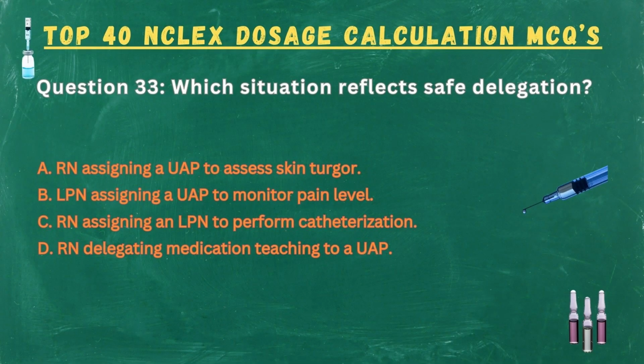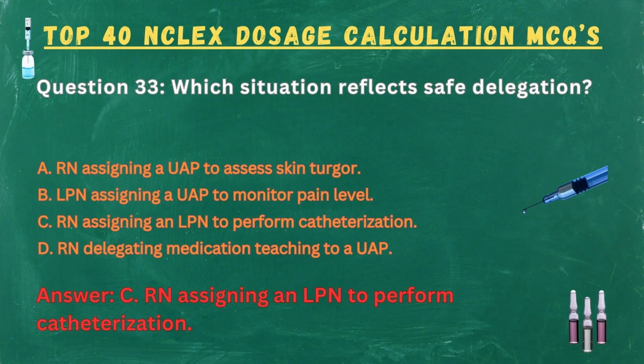Question 33. Which situation reflects safe delegation? A. RN assigning a UAP to assess skin turgor. B. LPN assigning a UAP to monitor pain level. C. RN assigning an LPN to perform catheterization. D. RN delegating medication teaching to a UAP. Answer: C. RN assigning an LPN to perform catheterization.